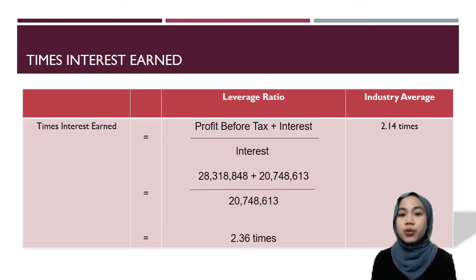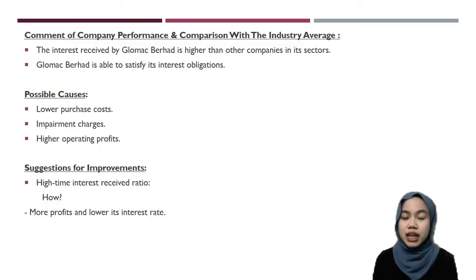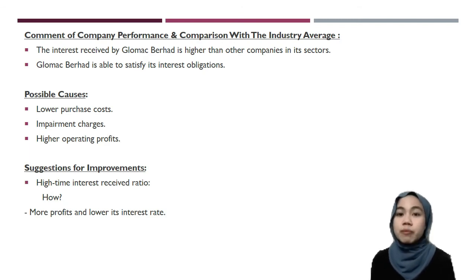Next is times interest earned. As we all know, the formula of times interest earned is profit before tax plus interest divided by interest. According to our calculation, the leverage ratio for Glomac's times interest earned is 2.36 times, while the industry average is 2.14 times. By that, we can indicate that the interest earned by Glomac Berhad is higher than other companies in its sector, which also means that Glomac Berhad is able to satisfy its interest obligation.